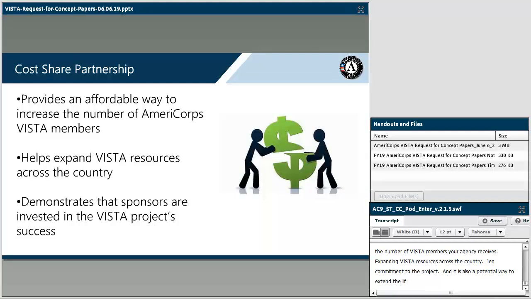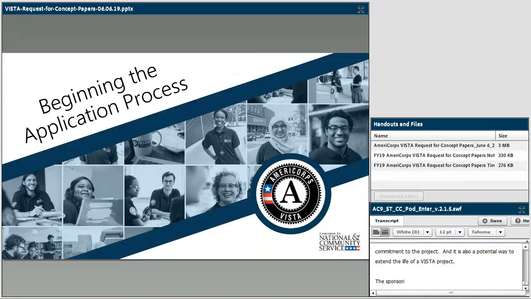Now that I've provided an overview of the VISTA program models, the sponsoring organization's responsibilities, and the cost share opportunity, I'll hand over the presentation to my colleague, Robin.